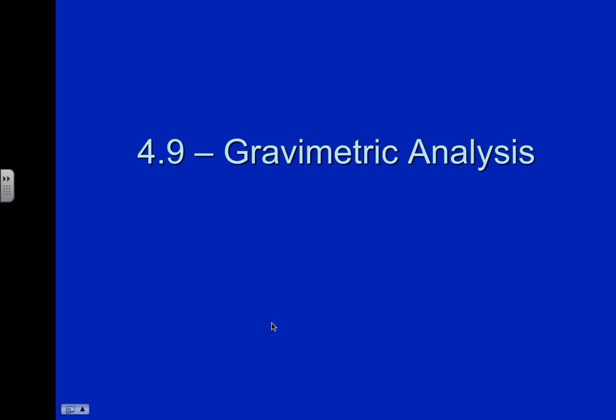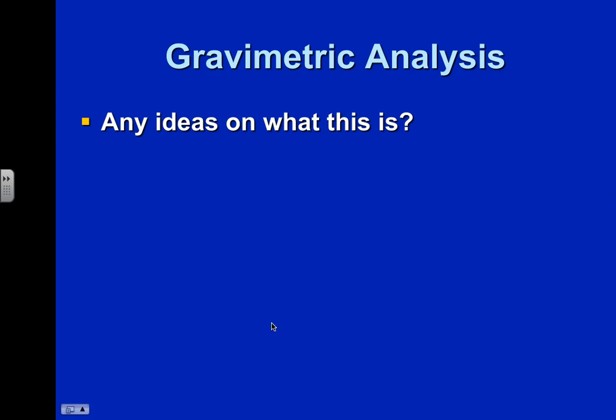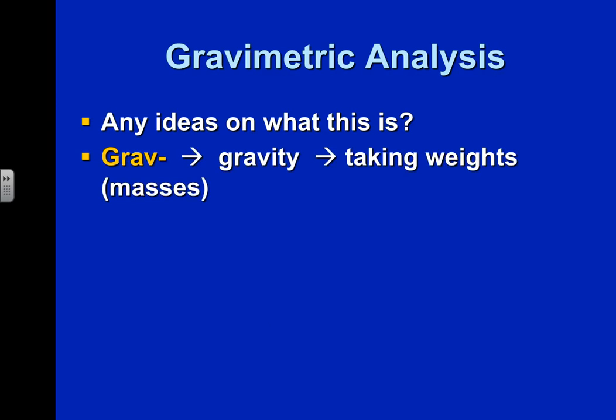As we begin this, think about what that means. Gravimetric analysis. What in the heck is this? Well, break down the word. You'll hear me say that probably 1,000 times. Gravimetric analysis. Grav. Gravity. Like gravity is what gives you mass, and mass is really taking weights. And so when you say something is gravimetric, you're saying that you have masses involved. And that is really what we're talking about.